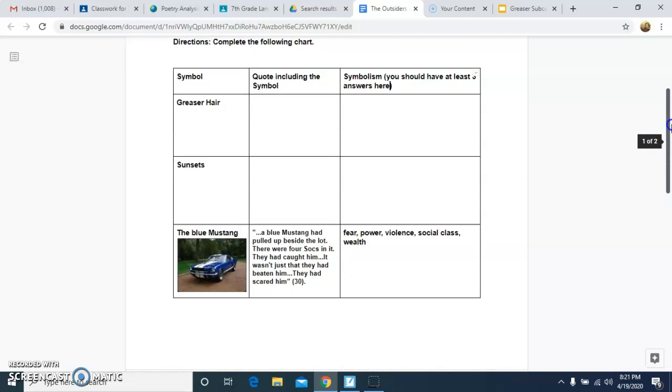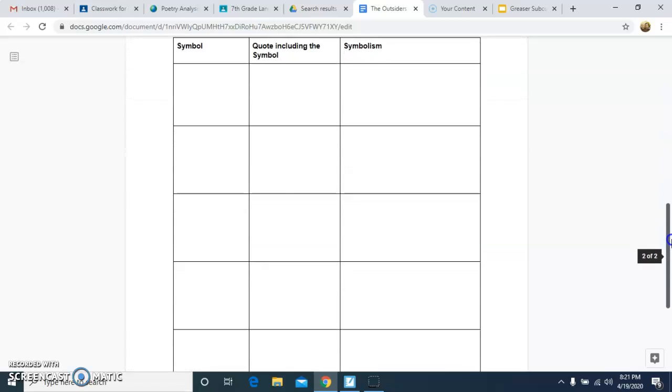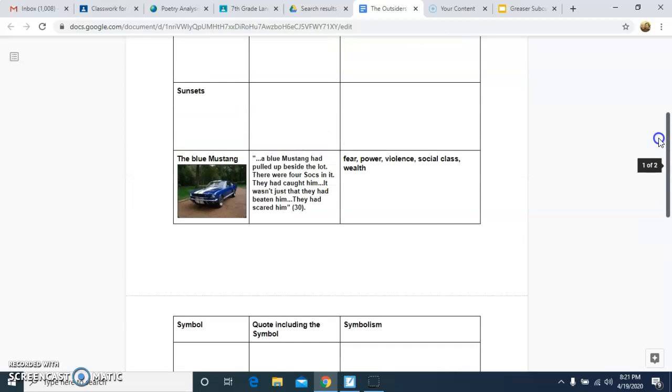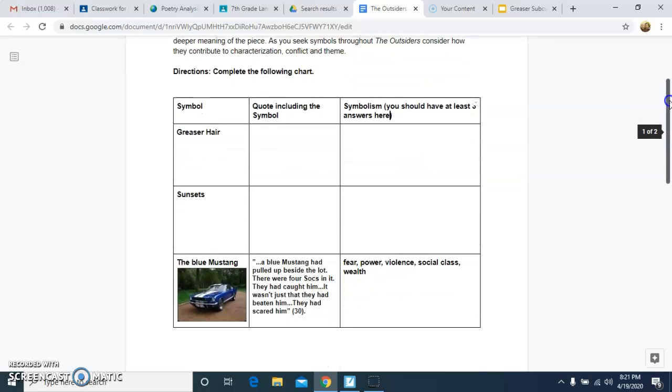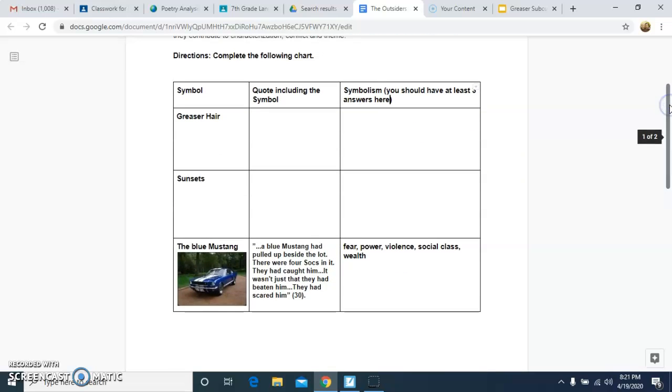You can see that there are 2 pages. Here's the first page, and then here is the second page that is blank. This chart is going to be collected with your portfolio, so please make note of that. It becomes a part of the portfolio. It must be included, so please make sure you do note that. Okay, for tonight's assignment, I have given you 3 of the major symbols in the novel. These are not the only 3, but these are the 3 that we're going to start with today: the greaser hair, the sunsets, and then the blue Mustang.